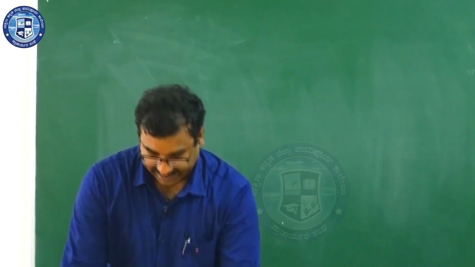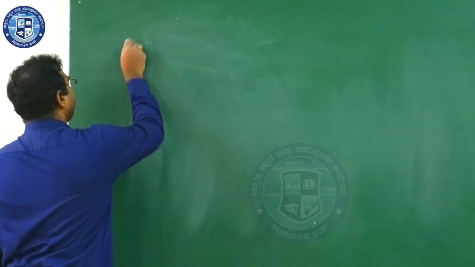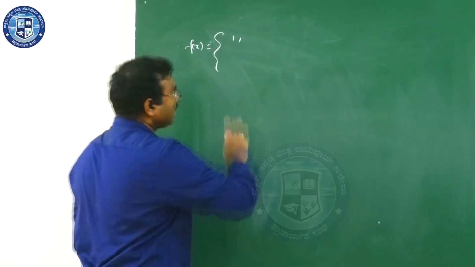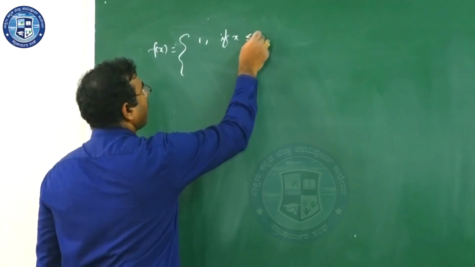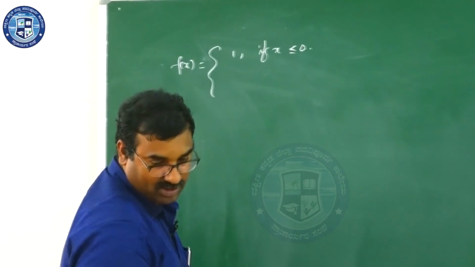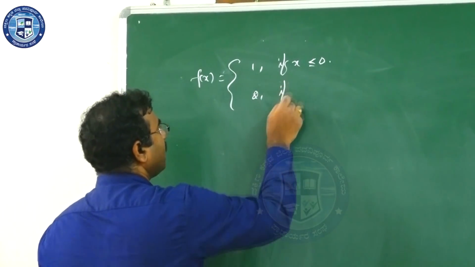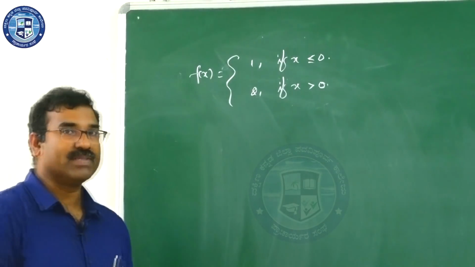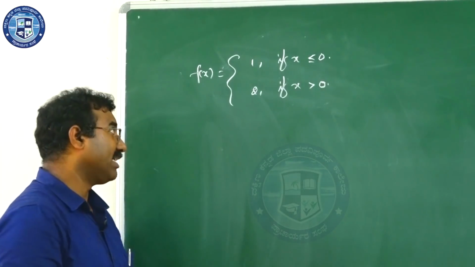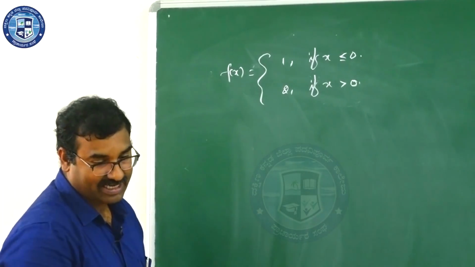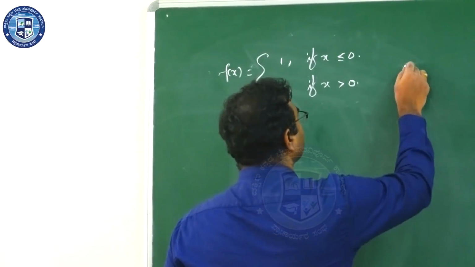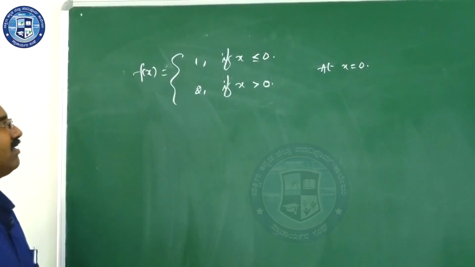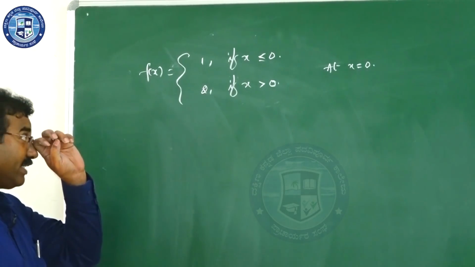Next, we take a function f(x) is equal to 1 if x less than or equal to 0, 2 if x is more than 0. Okay. So, simple examples I am taking, try to understand the continuity at a point. Now, we will discuss its continuity at x equal to 0. At x equal to 0, what happens to this function? What about its continuity?